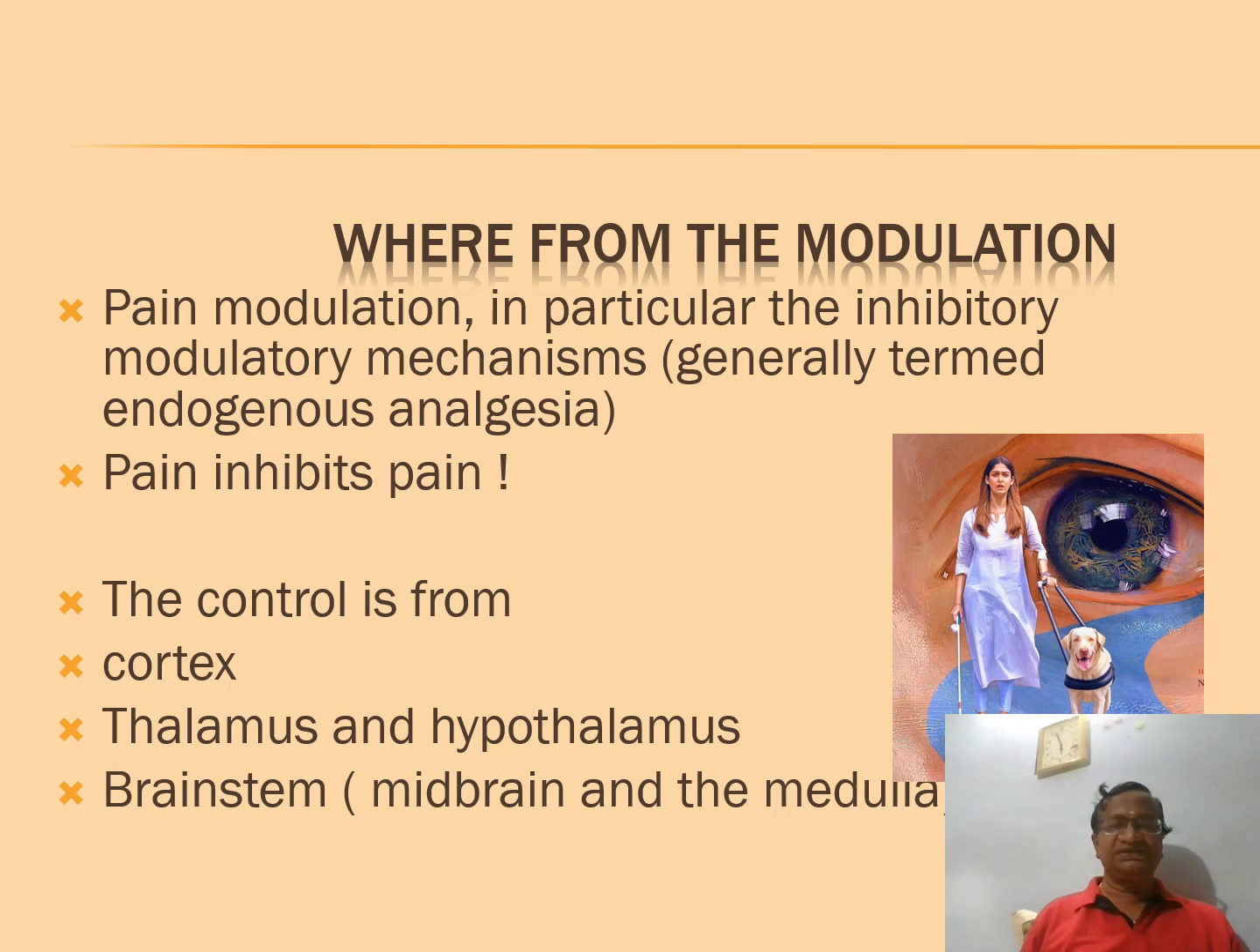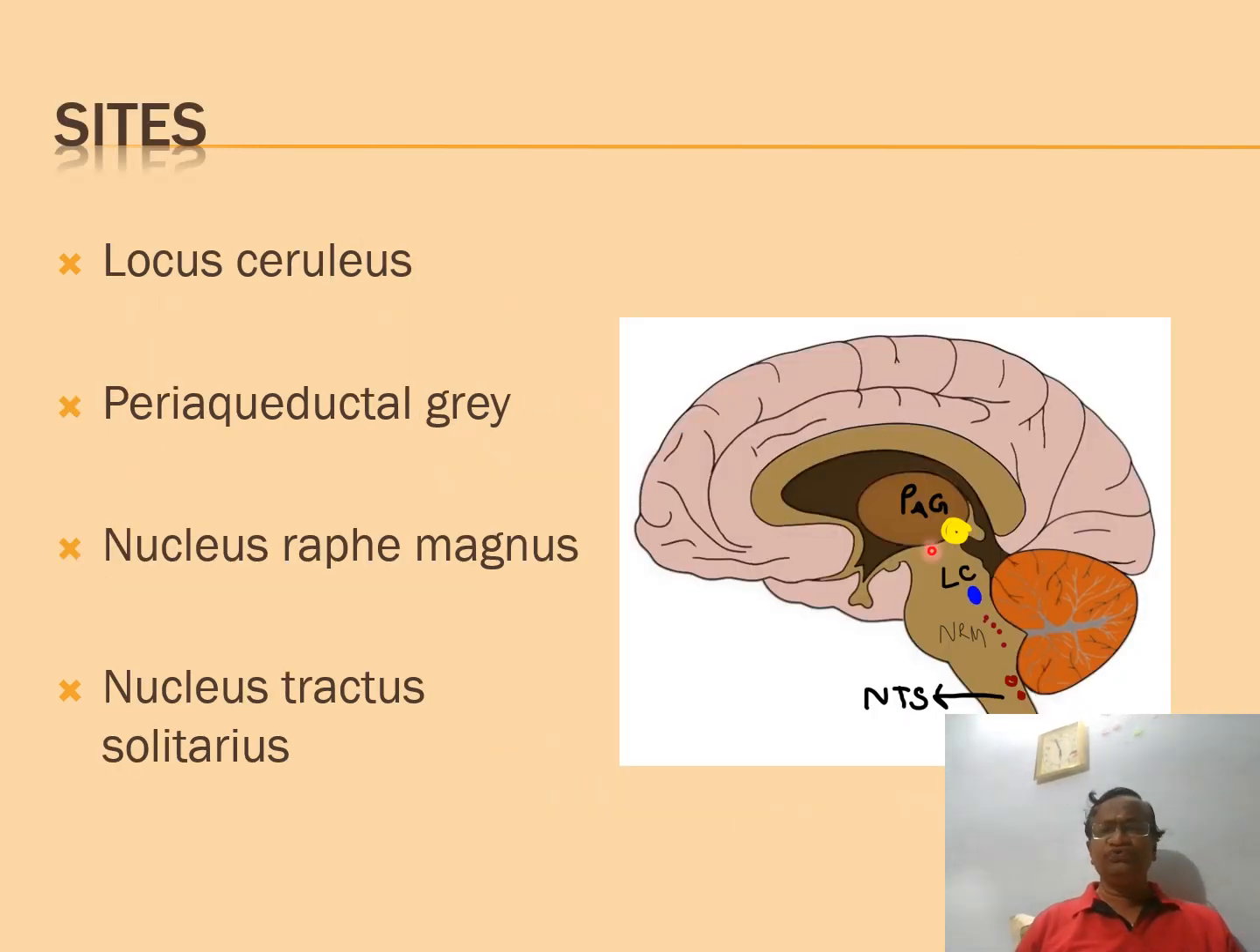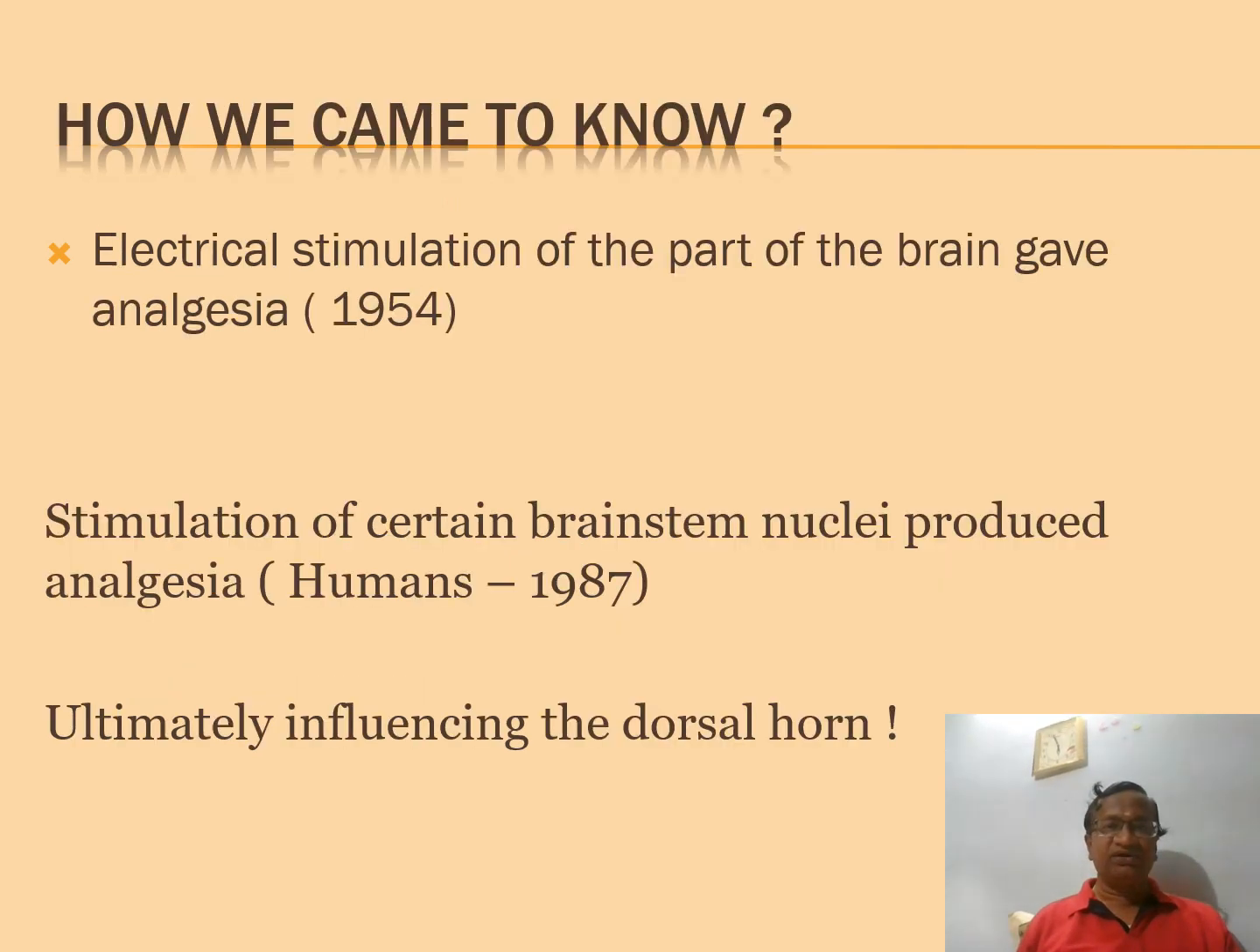From where is the modulation? Thalamus, hypothalamus, brainstem. There are three things. Locus ceruleus. Here you can see the locus ceruleus. Nucleus raphe magnus. Here is NRM. Nucleus tractus solitarius. Here it is. Periaqueductal gray, here it is. So these are all the possible sites of descending modulation.